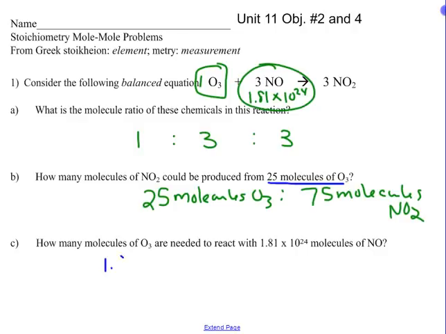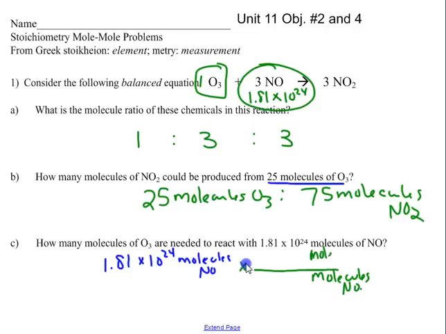So if you start with 1.81 times 10 to the 24 molecules of NO, setting up a conversion fraction so that molecules of NO cancels out in the denominator, and molecules of O3 in the numerator.